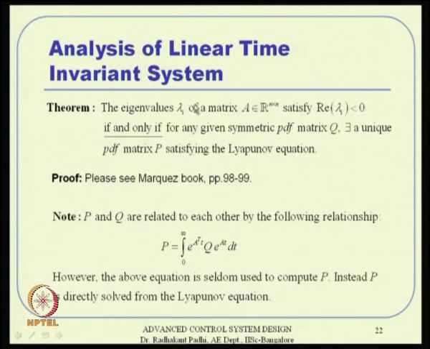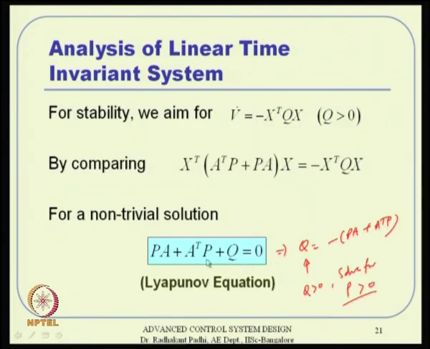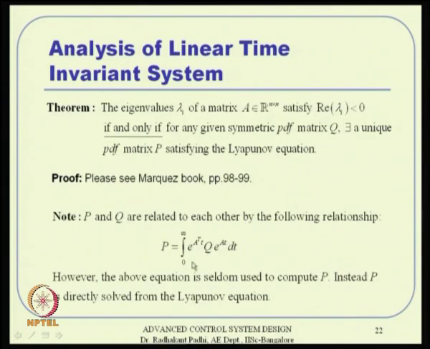If you are interested in seeing the proof, you can see this book, pages 98-99. This P and Q are also related by this expression. If you know Q, you can evaluate P, but it is seldom done that way. We never bother to evaluate P that way. We simply solve this equation to get P. Whatever solution you get, this relationship will also be satisfied, so you can see that as a verification tool.